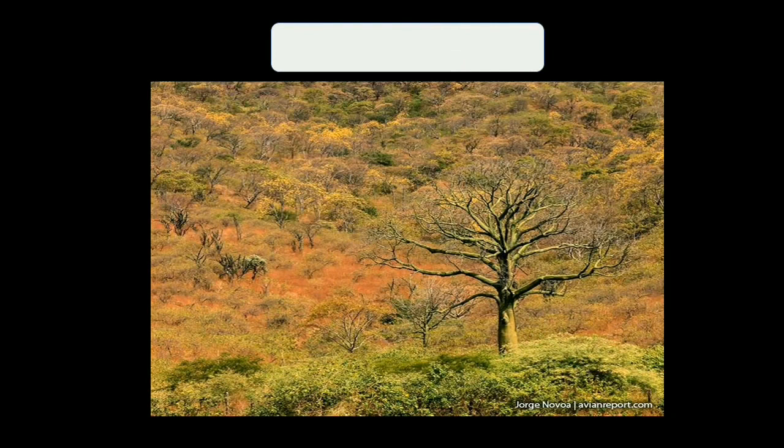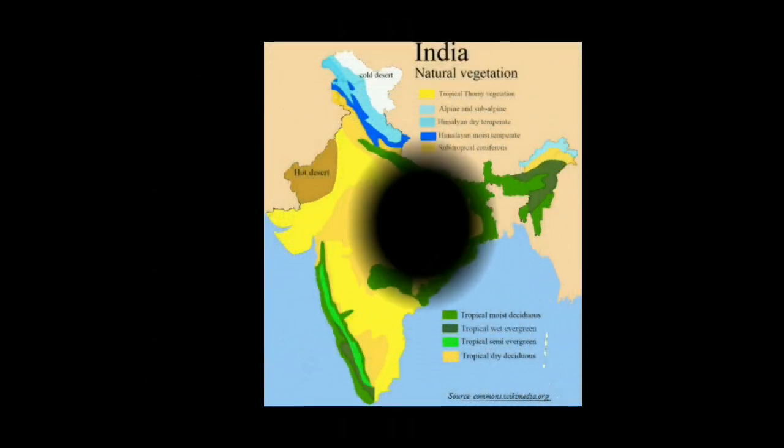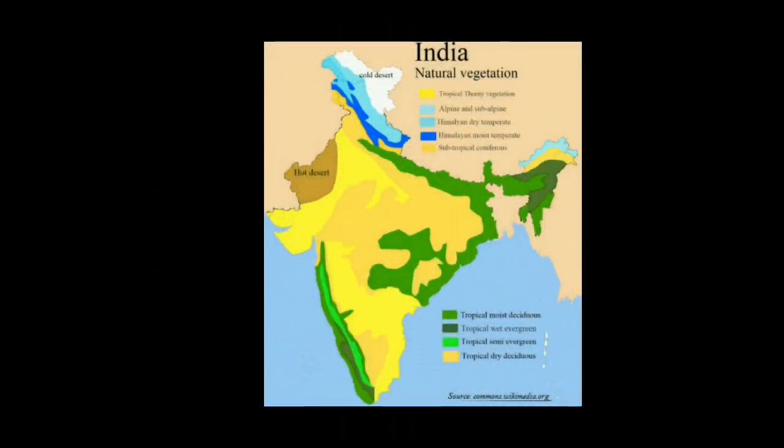Next we have the dry deciduous forest. These forests are mostly dry, and they receive an annual rainfall of 100 centimeters to 70 centimeters. So we can say that in this region the rainfall has reduced to a very large amount, because of which they are termed as dry deciduous forests.